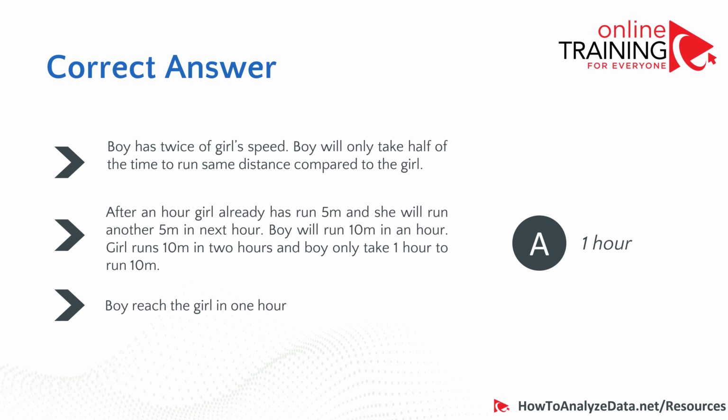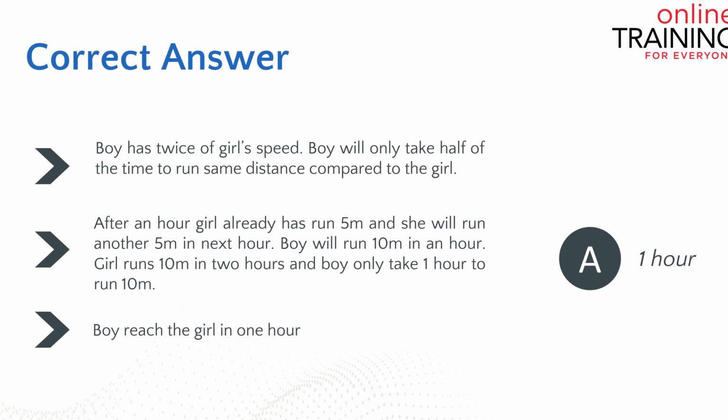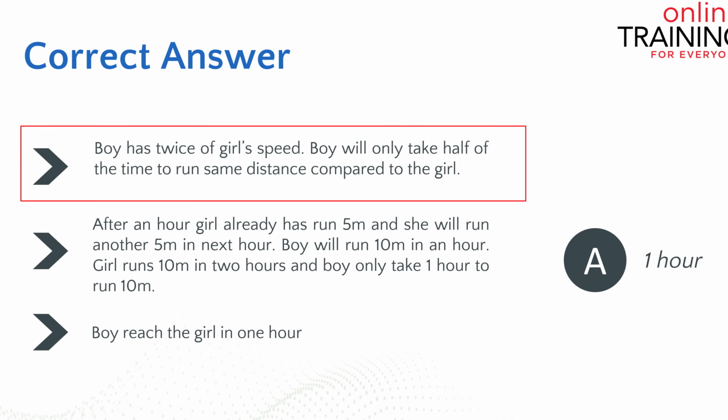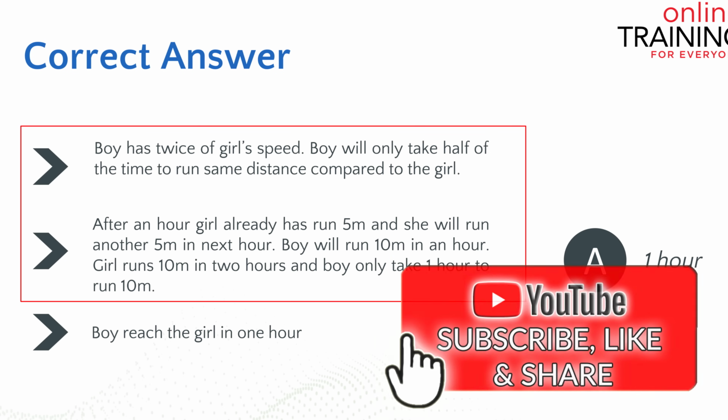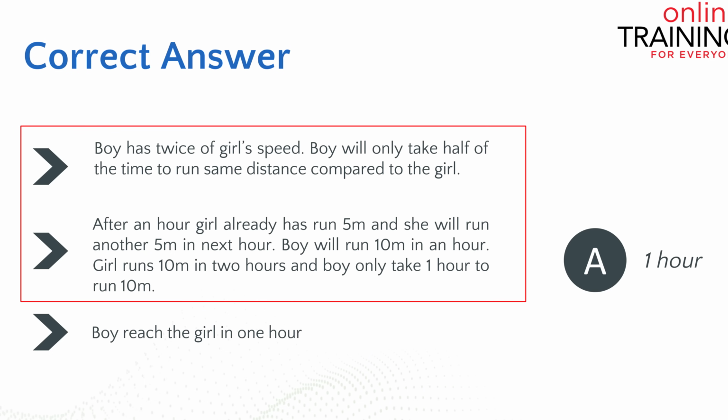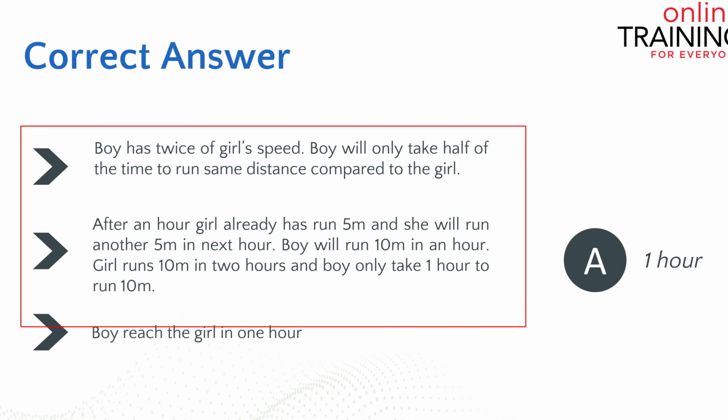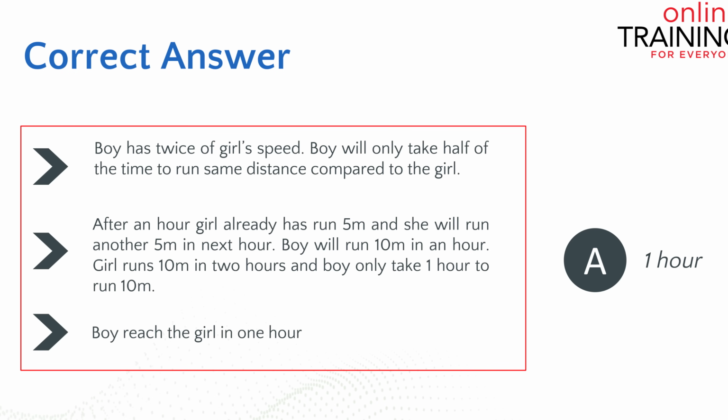The correct answer here is A, 1 hour, and here's the reasoning. The boy has twice the girl's speed, and it will only take him half the time to run the same distance compared to the girl. After an hour, the girl has already run 5 miles, and she will run another 5 miles in the next hour. The boy, on the other hand, will run 10 miles an hour. The girl will run 10 miles in 2 hours, and for the boy it will take only 1 hour to run 10 miles. So the boy will reach the girl in 1 hour. Hopefully you've got this one right.